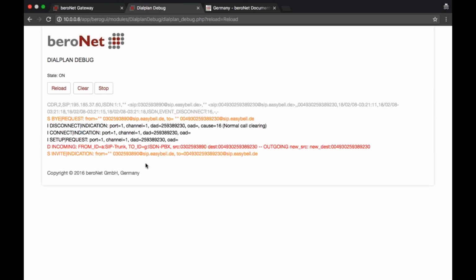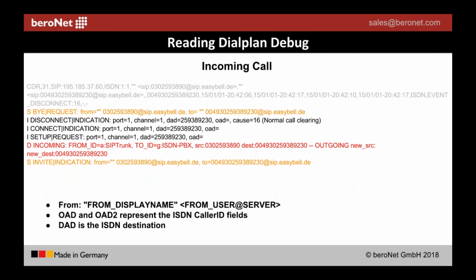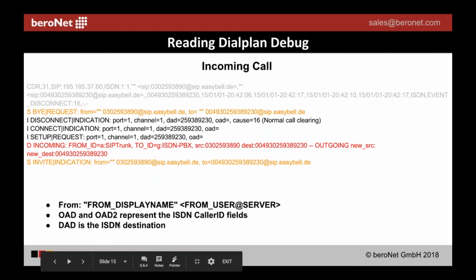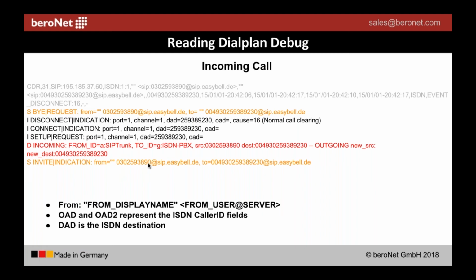All right, so now we can see a little bit about how this call is done. Let's jump back into the slide real quick and look at it here. So for SIP, this is how the SIP usually is formatted. The from display name is empty. From user is before the @ symbol, and the server comes after the @ symbol. So we can see here that invite from beroNet's primary telephone number to this telephone number through EasyBell. And so we have all that wonderful thing.